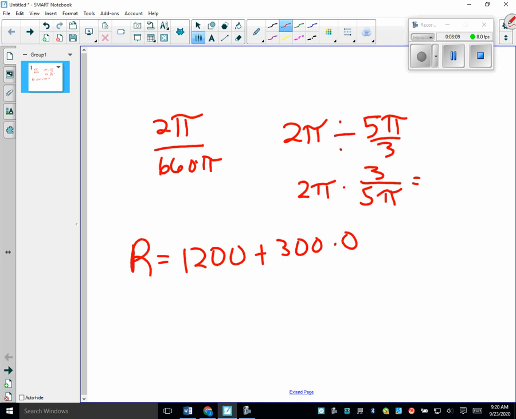Now, when we put this in, what's going to be our x minimum? 0, because 0 is the least amount of time. What do you think our x maximum should be?